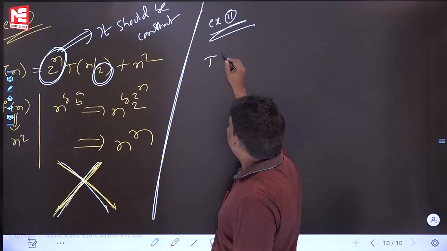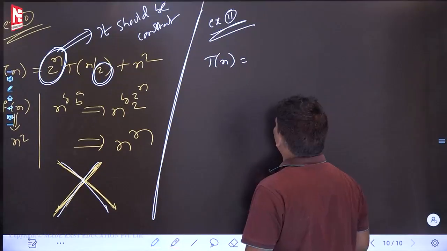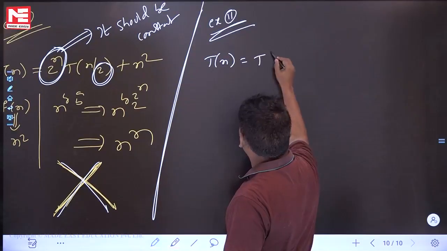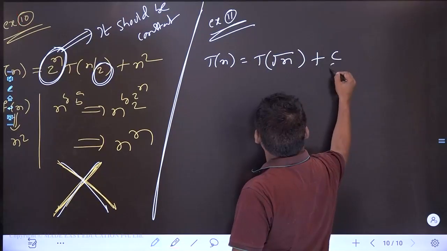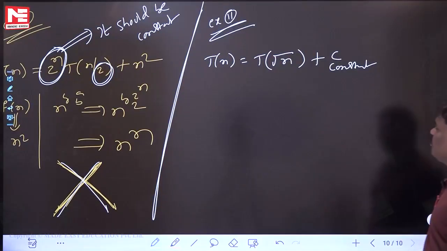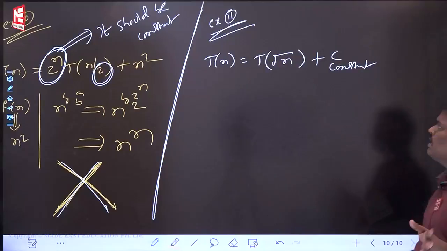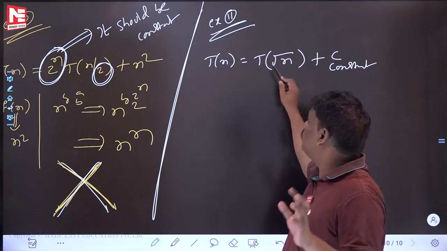T(n) is equal to T(root n) plus c, where c is a constant. Right? This problem I have to solve using master theorem. How? Let me check. Using master theorem I want to solve this problem.